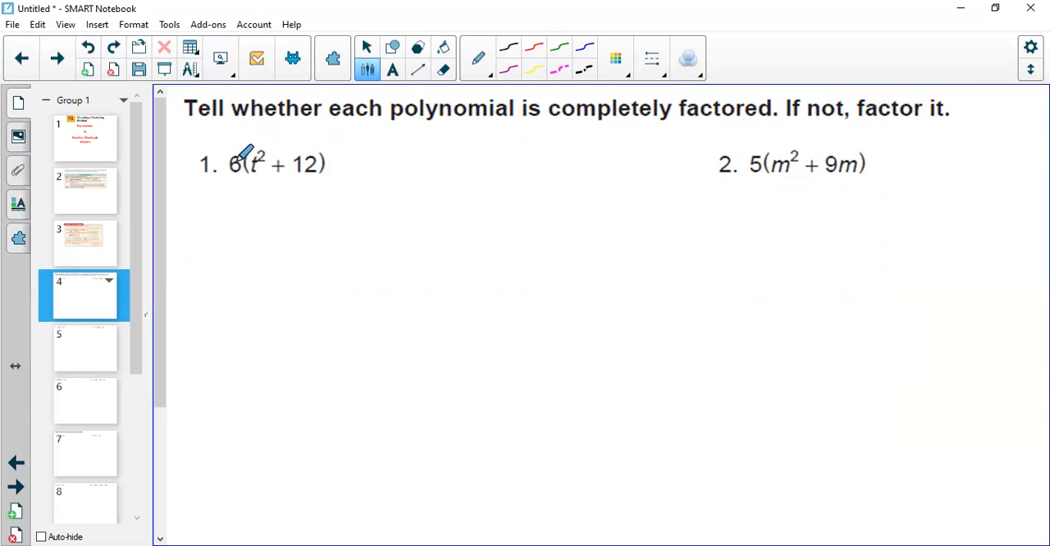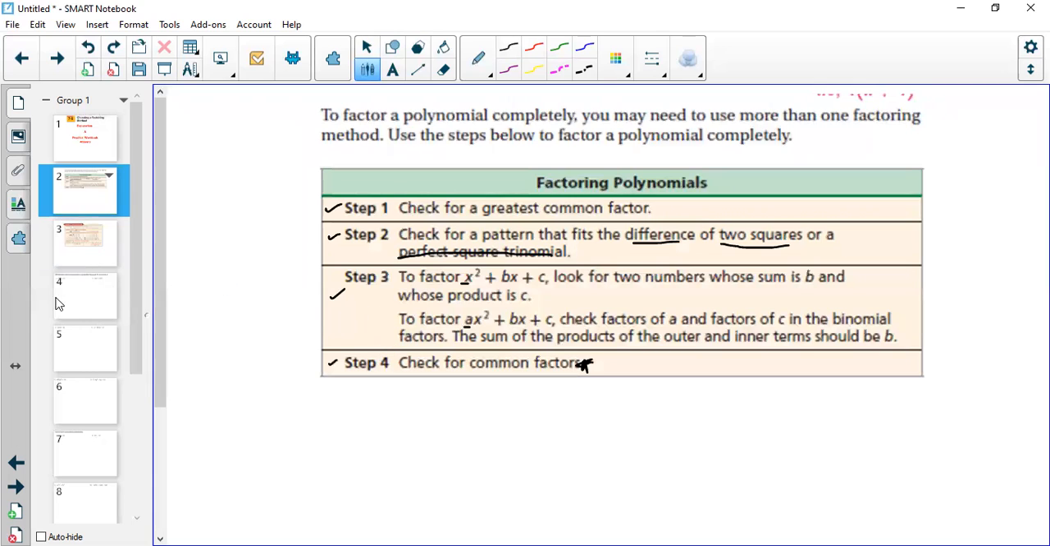So here we have 6t squared plus 12. Is there any further way we could simplify this one in the parentheses? Well, this is in the form a squared plus b squared, so we cannot do anything for this, right? So what are we going to do? Or can we find a common GCF or a common term, as said in step number 4?